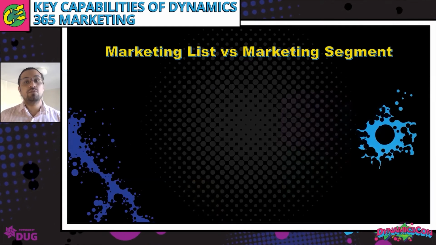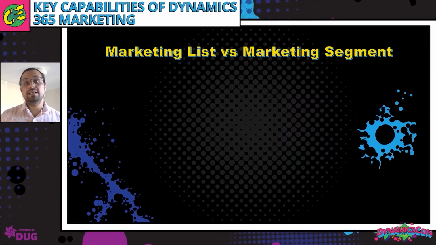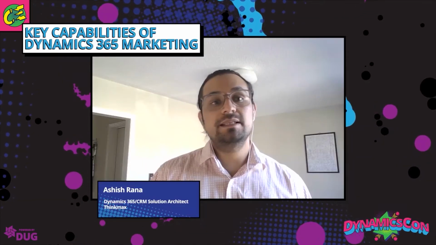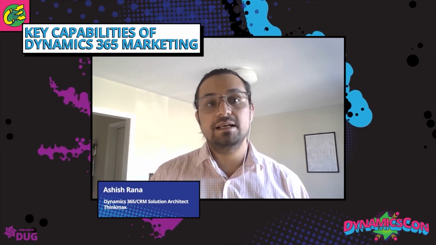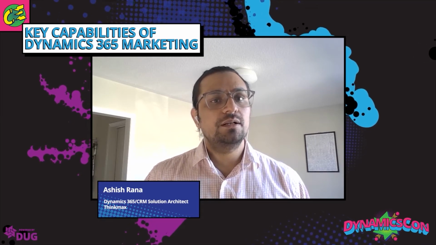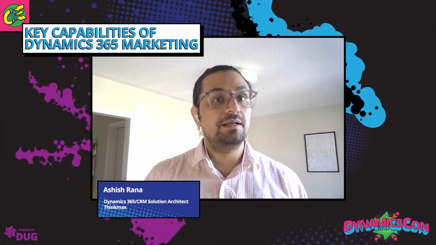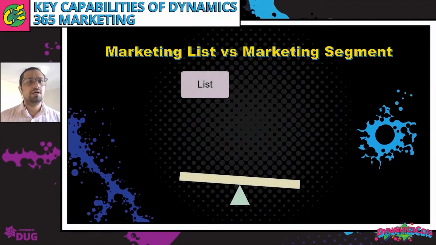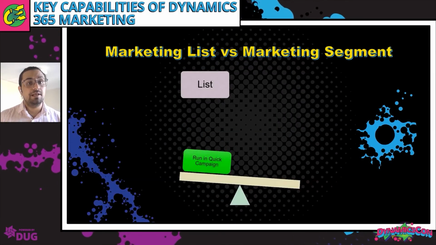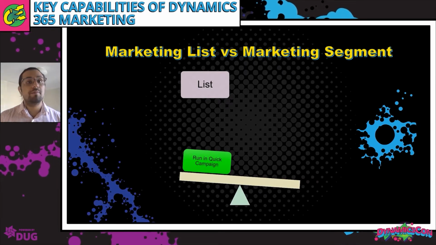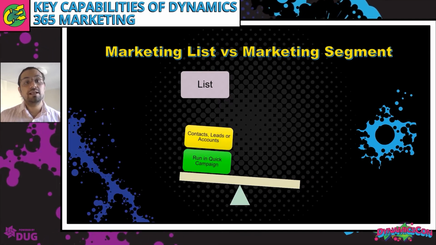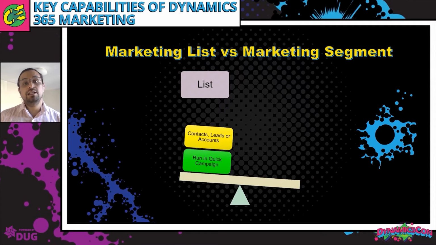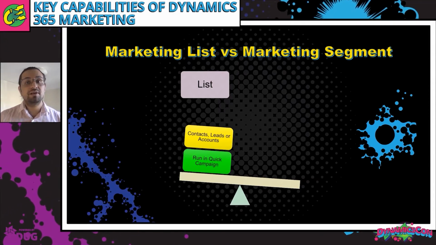Next, I just want to give you a quick brief overview of what is a marketing list and segmentation. As you know, the marketing list has been there for a couple of years. Even if you don't use marketing, a list will be there, and it's available for many modules, not only marketing but sales and a couple of other modules. The key difference between a list and a segment is that you can run a quick campaign on the marketing list, but you cannot run a quick campaign on segmentation. You can create a marketing list for your contacts, leads, and accounts.